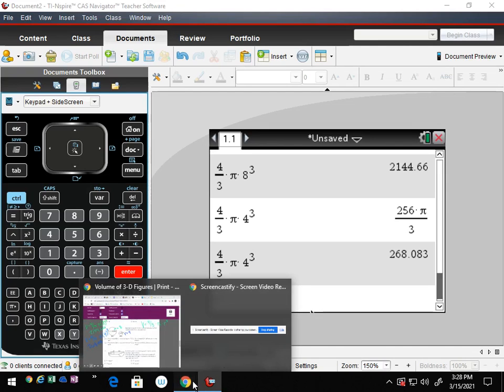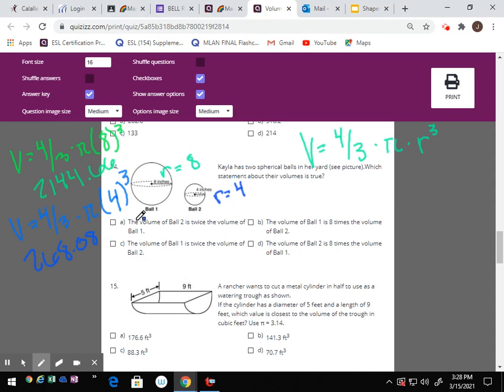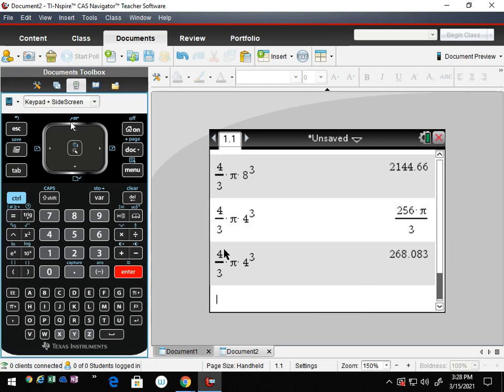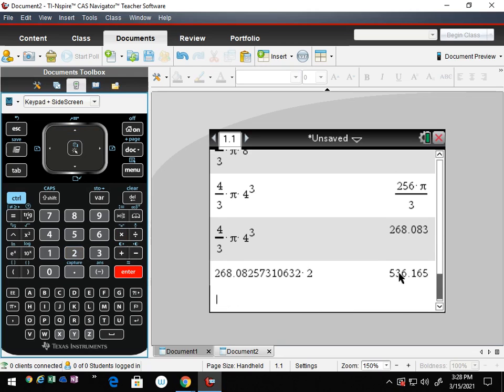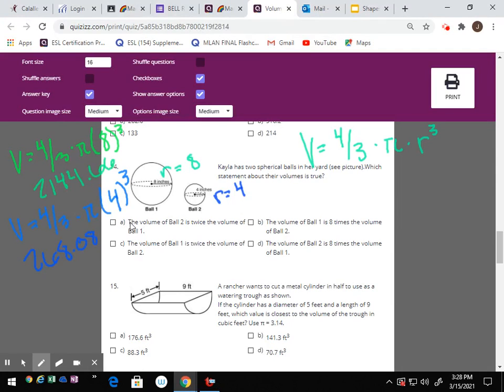All right, so let's look at our answer choices real quick. First, A says the volume of ball 2 is twice the volume of ball 1. So we're going to take the volume of ball 2 and we're going to multiply it by 2 to see if it equals 2,144. So we'll take our answer, we'll press enter, times 2, and we can see that it equals 536. So we can say answer choice A is not the correct answer. So we'll just mark out A.